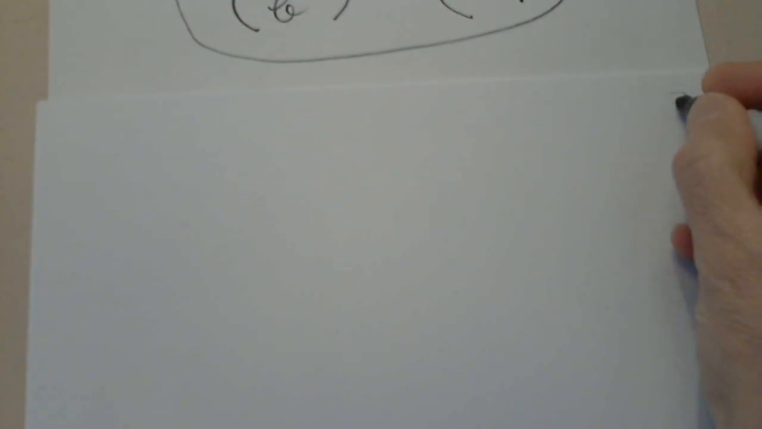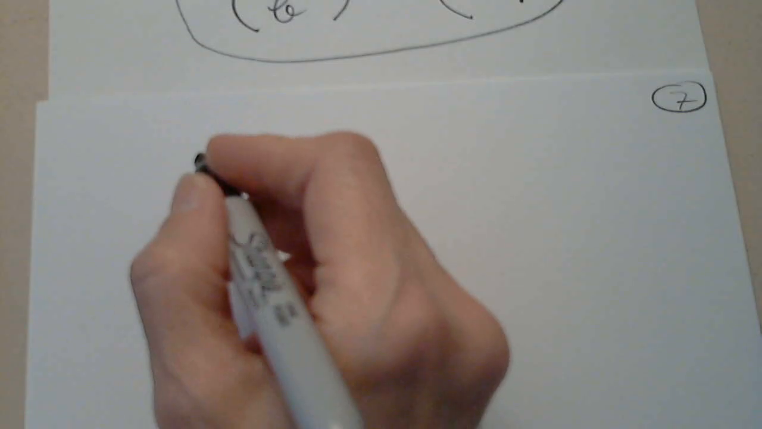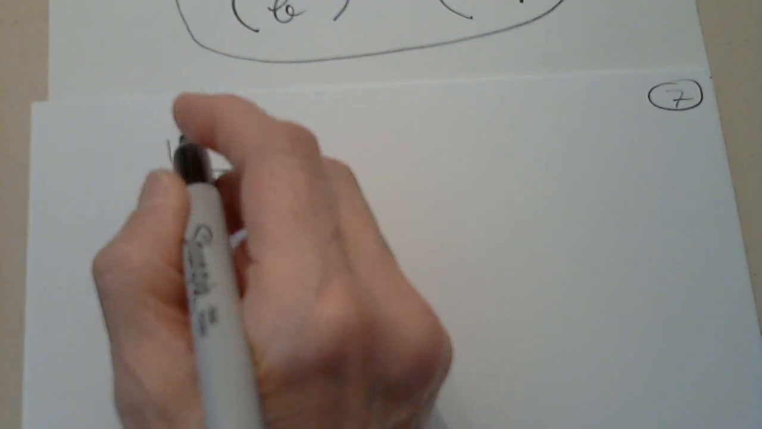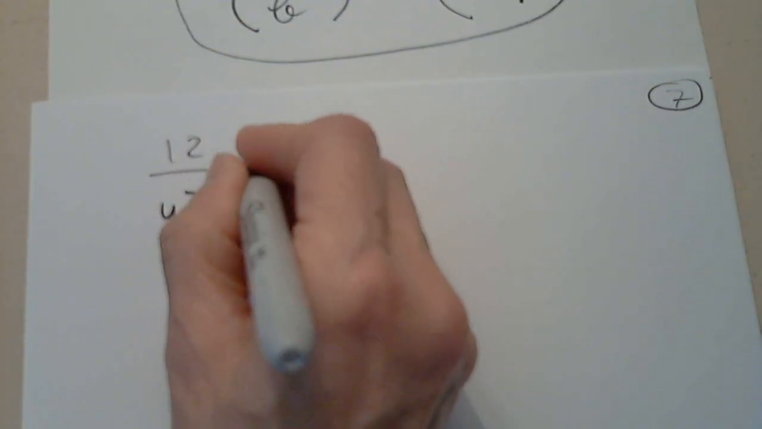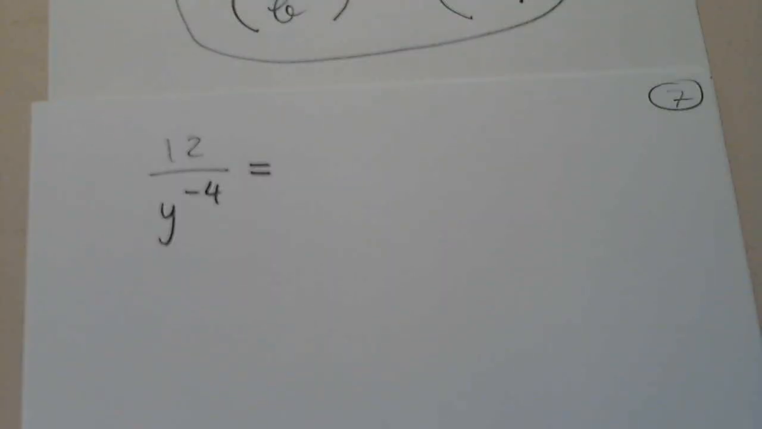Good. So let's say 12 divided by y to negative 4. As you know, we don't like negative exponents in the final answer. So the same thing here. So how do I write this? How do I write this with no negative exponents?